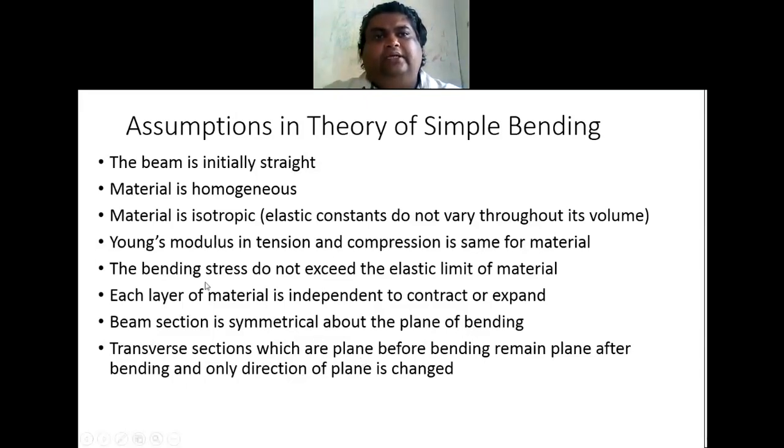These are the assumptions which are made for the derivation of the theory of simple bending. This is very important from the exam point of view also. Many times this question has been asked: to derive the flexural formula. So whatever we are going to do next is that derivation.